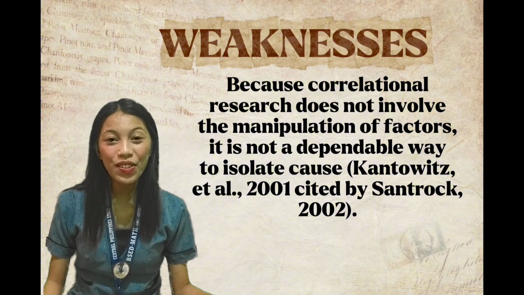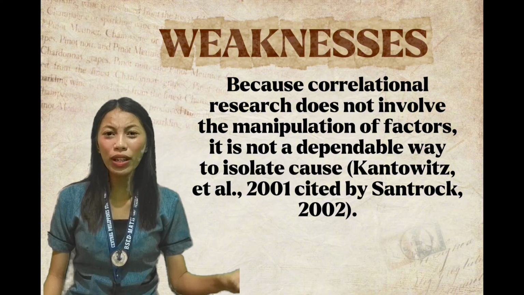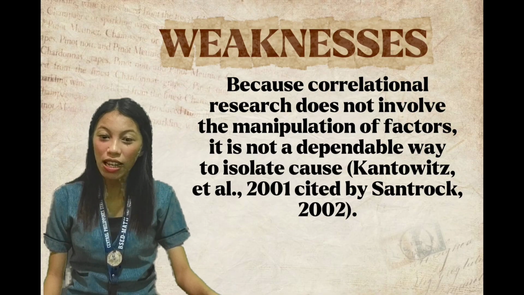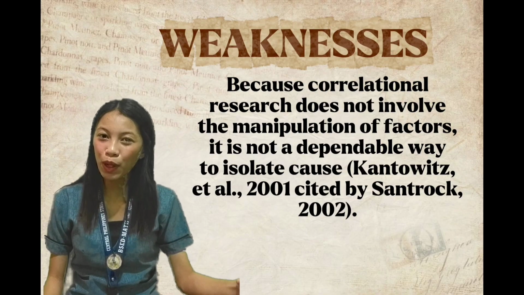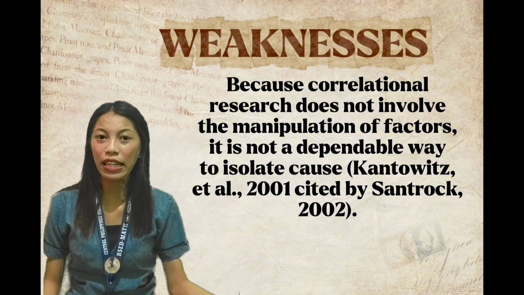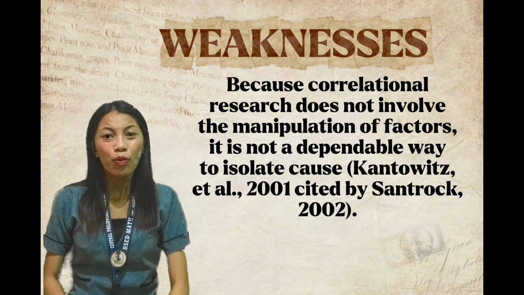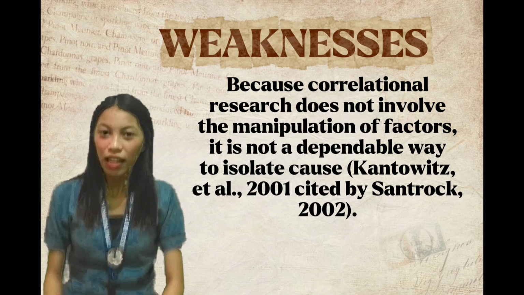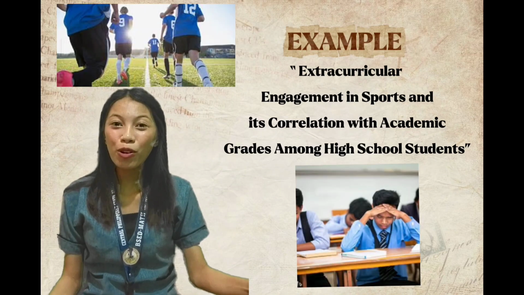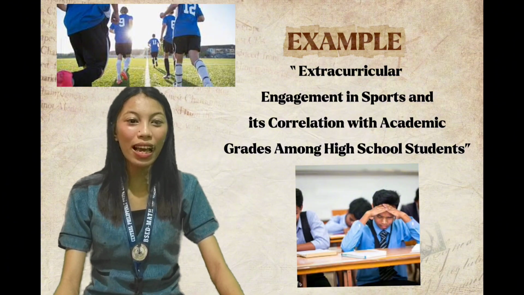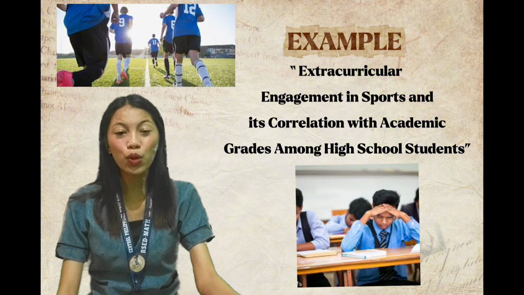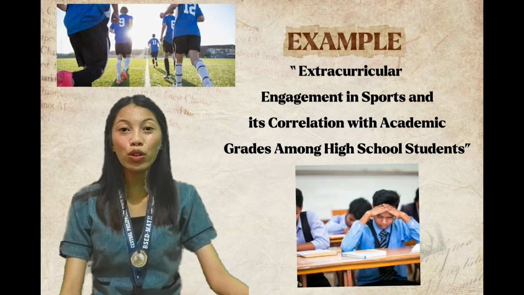So, the weaknesses of the correlational study. It does not involve the manipulation of factors. It is not a dependable way to isolate cause and effect. The weakness of the correlational study is that it does not establish cause and effect. They are connected and correlated to each other. Example: our example is extracurricular engagement in sports and its correlation with the academic grades among high school students.